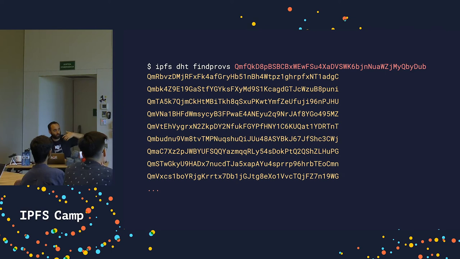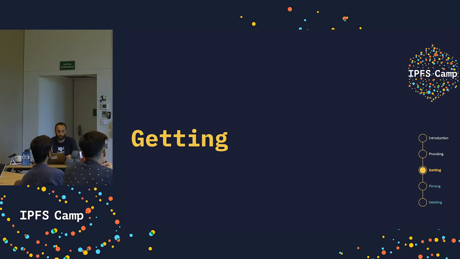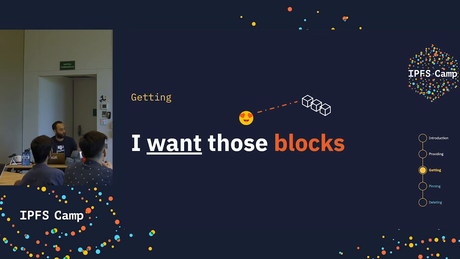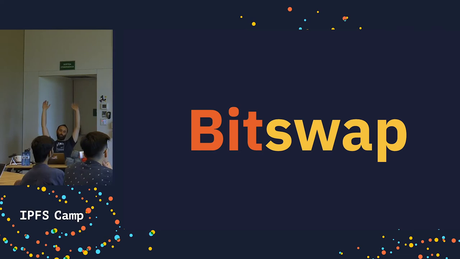Which gets us to IPFS get. What happens when you run IPFS get? So this is how you say to IPFS, I want those blocks. So we just learned how you discover which peers are providing, but how do you actually get the data? It's Bitswap. Bitswap is how you get the data.